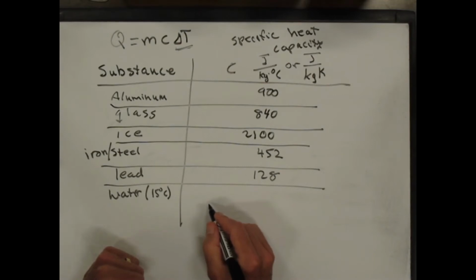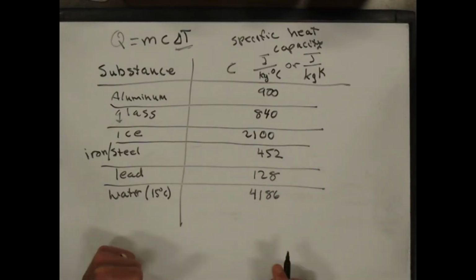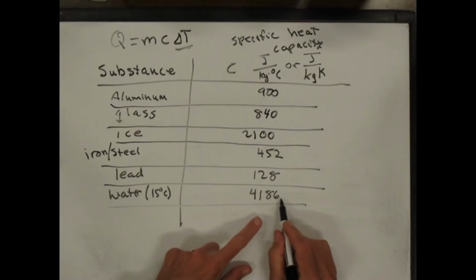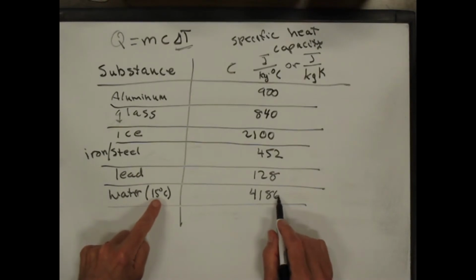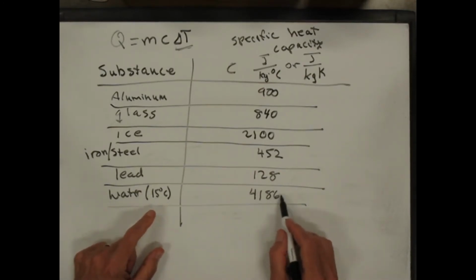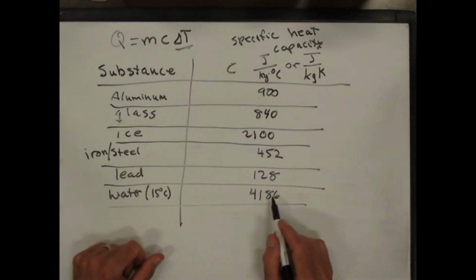And water is 4186. I might use 4180 for that. You'll see different numbers for this based on how it's calculated because it's kind of temperature dependent. Notice it says 15 degrees C. Sometimes they'll do it for liquid water at 0, sometimes at 20, sometimes they take an average of them. And so sometimes you'll see 4180 or 4184 or 4186. That's a small difference, so it hardly matters. It's way under 1% difference.